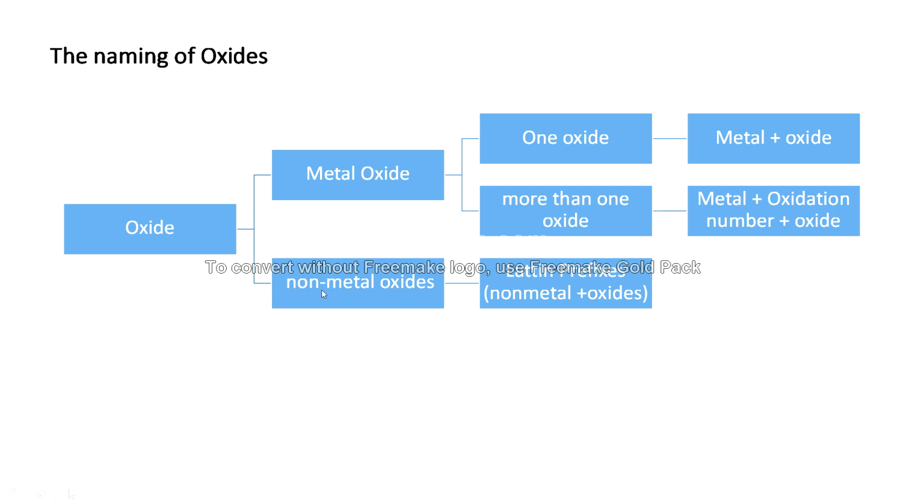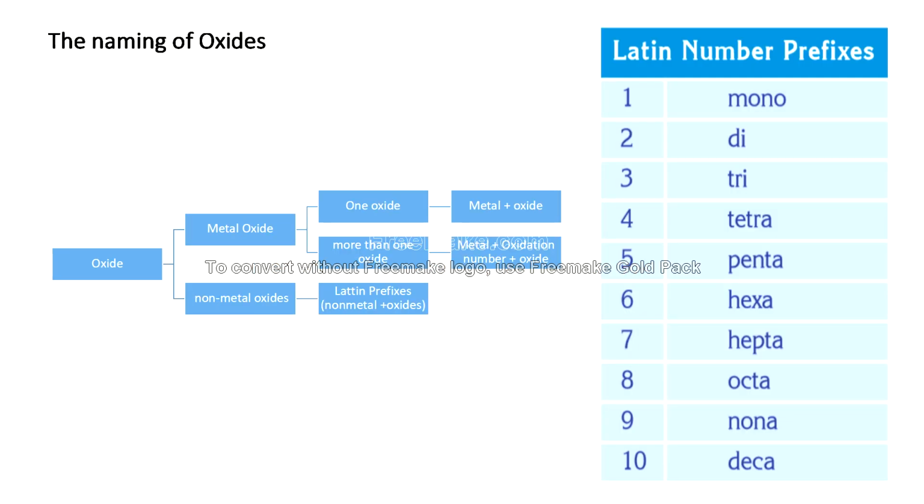In case of non-metal oxides, we use the Latin prefixes, so we use the non-metal name and oxide, with the Latin prefixes added to the non-metal and to the oxide. The Latin number prefixes are these: mono for 1, di for 2, tri, tetra, penta, hexa, hepta for 7, octa, nona, and deca.